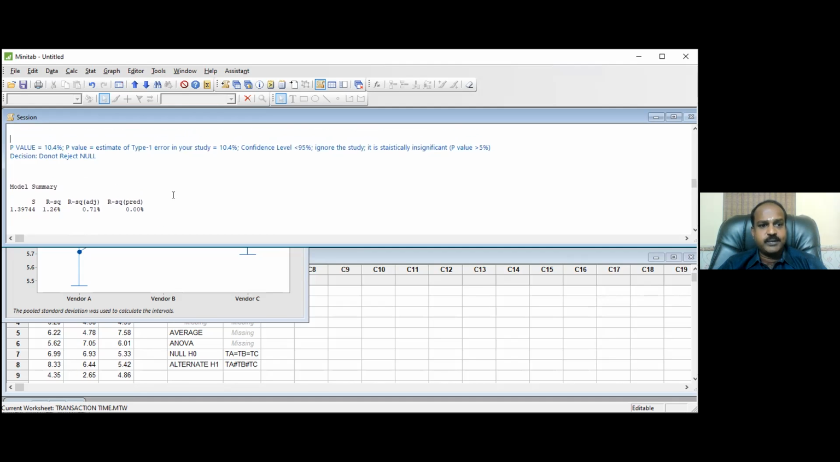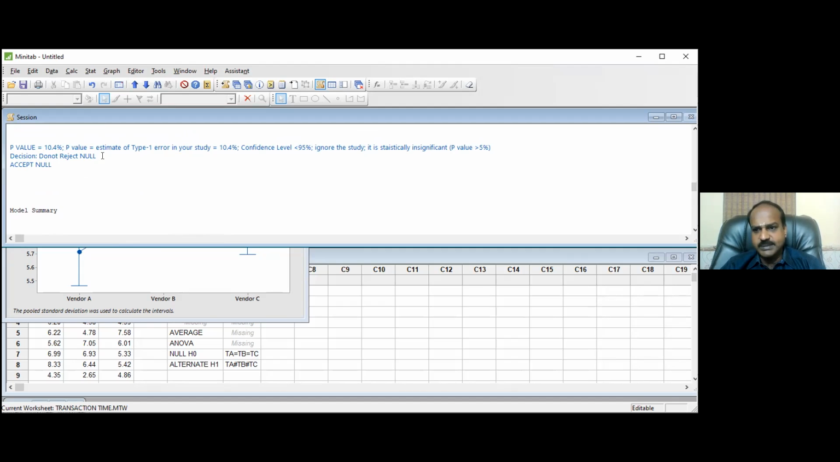I have written here, P value is more than 5%. When P value is more than 5%, it is statistically insignificant. The difference is insignificant, a very small difference. You are trying to validate, but you don't have enough evidence to say. So don't reject the null. Don't reject the null means accept the null.